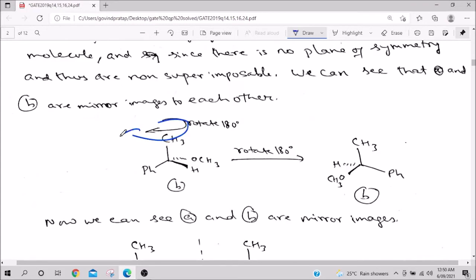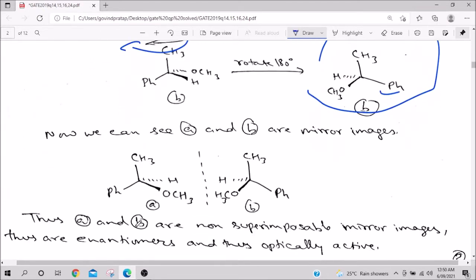When I rotate 180 degrees like that, pH has gone back, H has gone back, OCH3 has come to the front. Now you put it in front of A. This was the A which we had initially drawn, and this is the B. Now you see that they are mirror images of each other, and try as much as you want, if you rotate and put it on this.